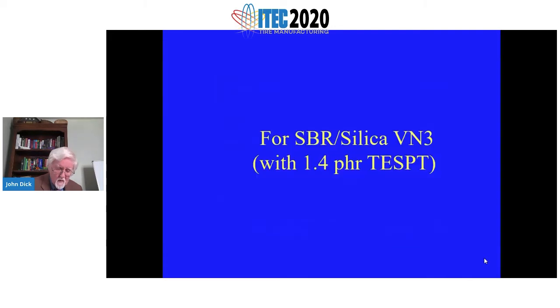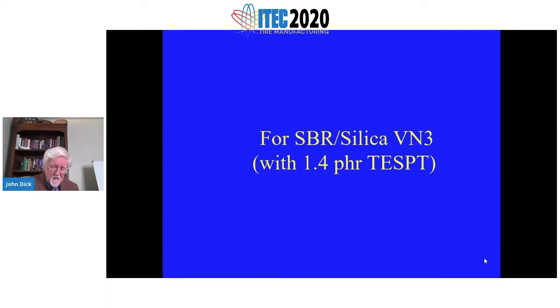Next slide, we talk about our work with SBR and getting good dispersion with silica. Now, in this study, we used TESPT, which is an organosilane, which makes silica suddenly friendly with SBR. So it is possible to get good dispersion with SBR if you're using an organosilane.